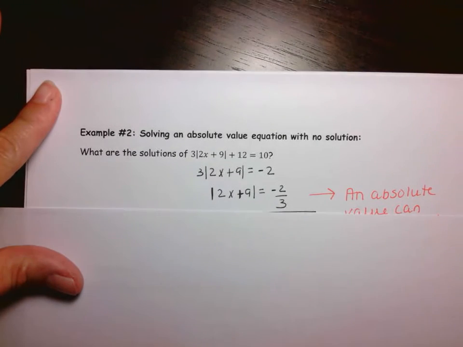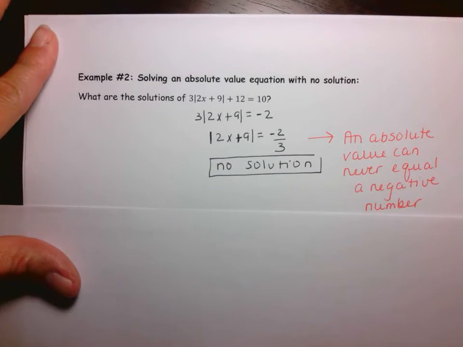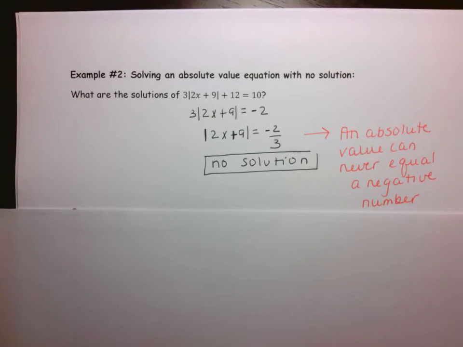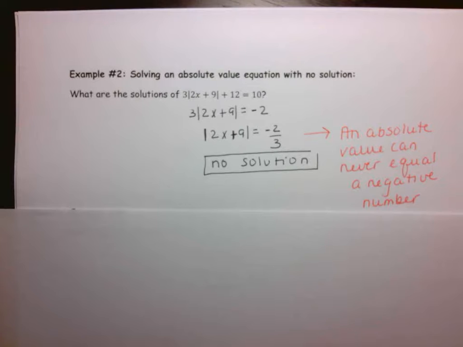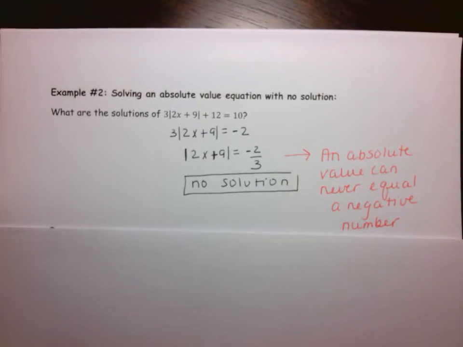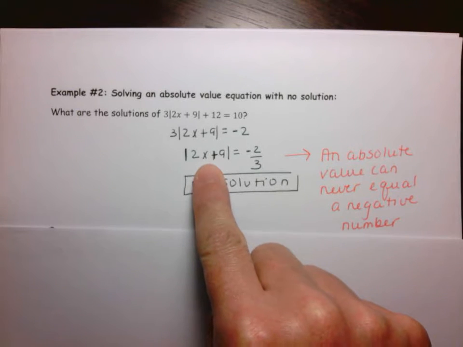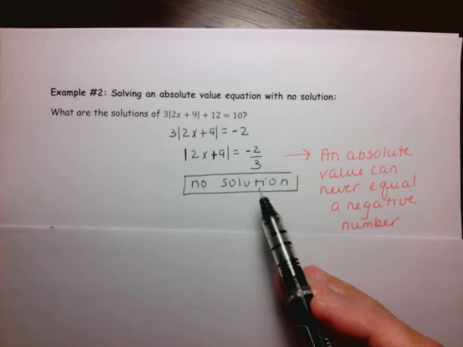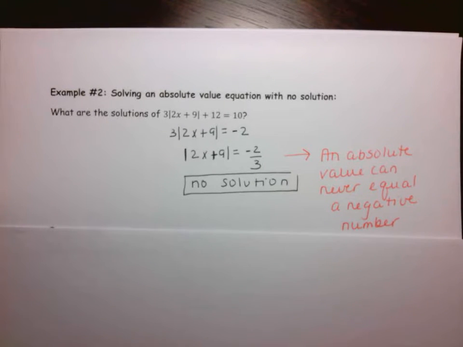But now let's think about this. I'm left with the absolute value of whatever, it doesn't matter, equals negative 2 over 3. It doesn't even matter what's inside of here. You can look at this, and because this is set equal to a negative number, you can stop right there and say no solution, because an absolute value can never equal a negative number.